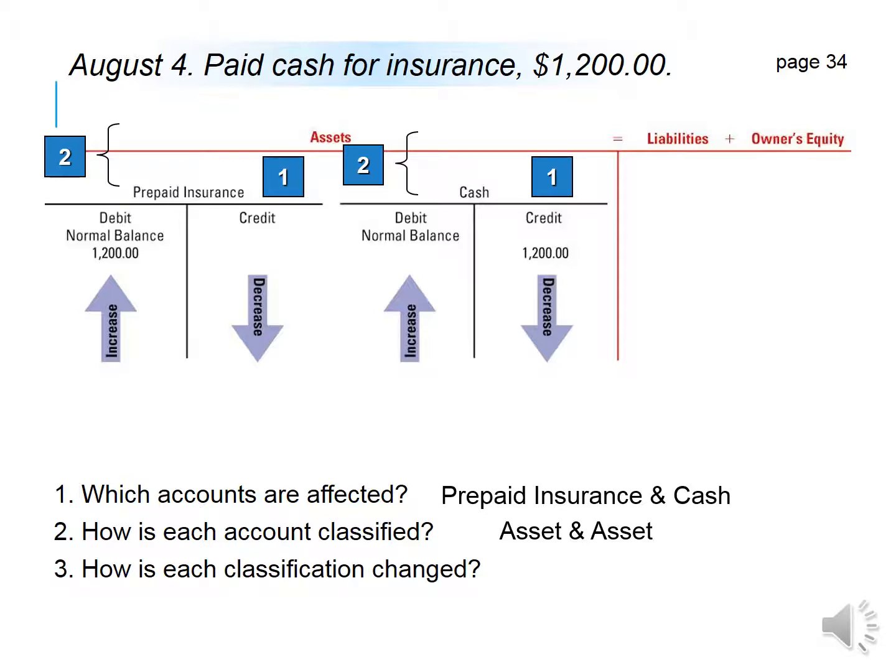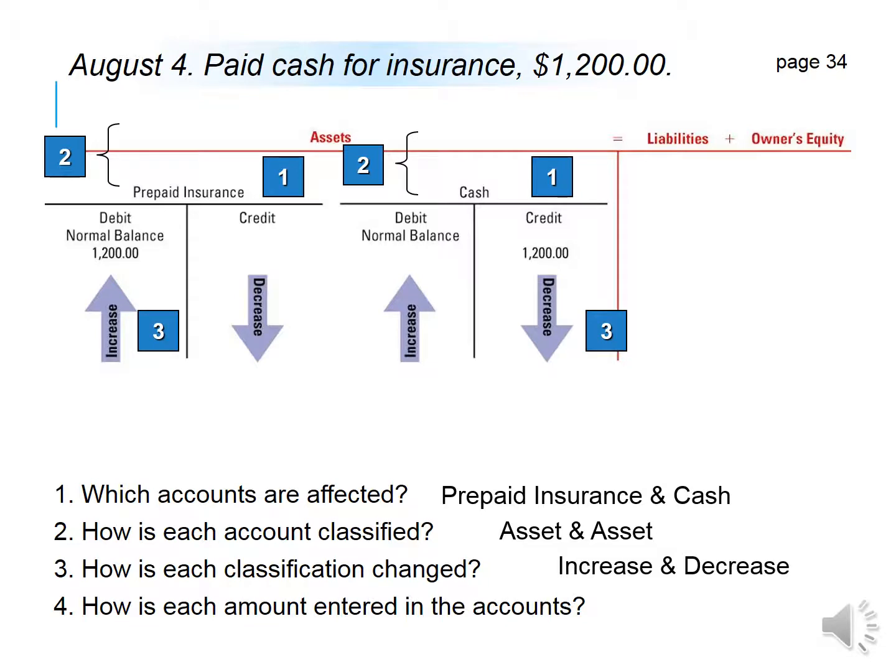How is each classification changed? Prepaid insurance, we have more insurance, so we know that prepaid insurance is going to increase. We paid out cash, so we know our cash account will decrease. How is each amount entered in the accounts? To increase prepaid insurance, we have to debit it. To decrease cash, we have to credit it.